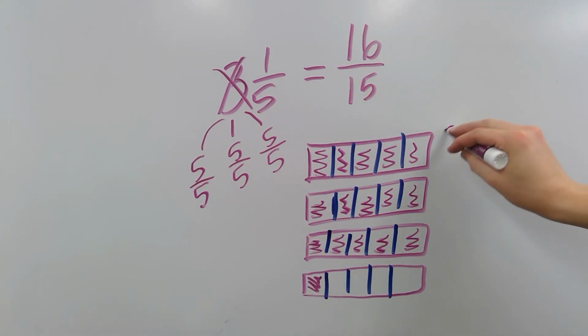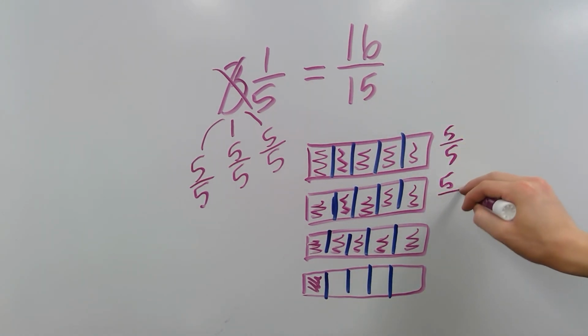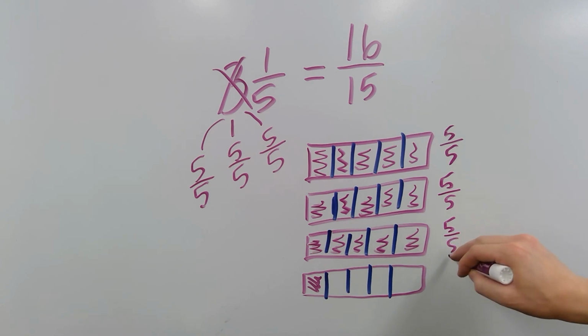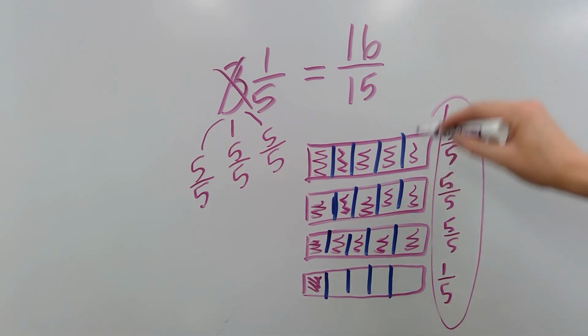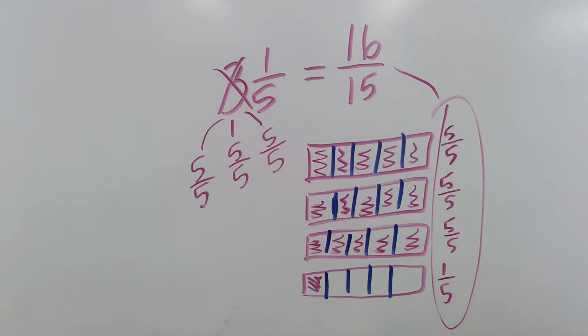So I have 5/5 here, 5/5 here, 5/5 here, and 1/5 there. And if I add all of that up, I get 16/5. I hope this helps you when you're drawing your fractions and going from improper fractions to mixed numbers and back and forth.